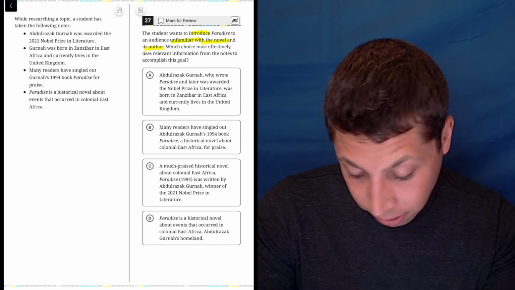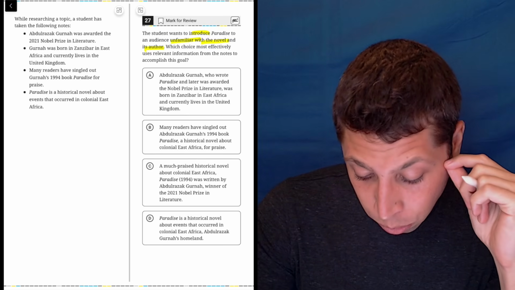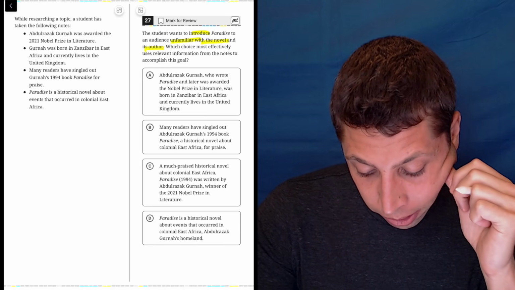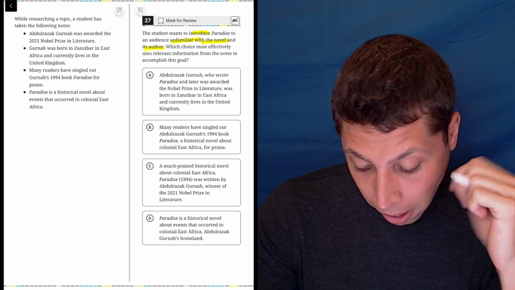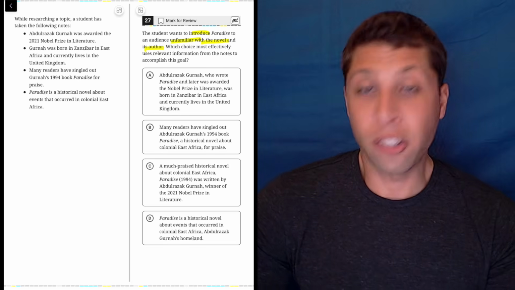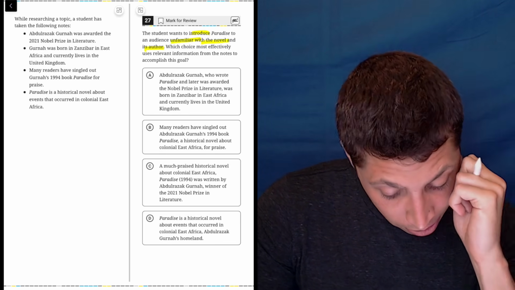This person, I don't know these names. This is what kills me. I'll talk about that maybe in my analysis. It was awarded the 2021 Nobel Prize in Literature. Gurnah was born in Zanzibar in East Africa and currently lives in the United Kingdom. Many readers have singled out the book Paradise for praise. It's a historical novel about events that occurred. Okay, so this is just all data about him and the book, I guess.